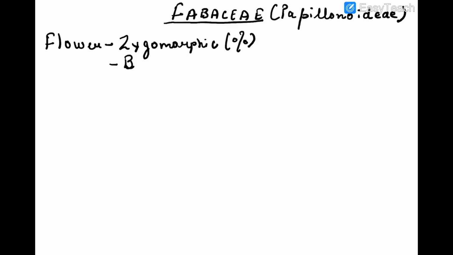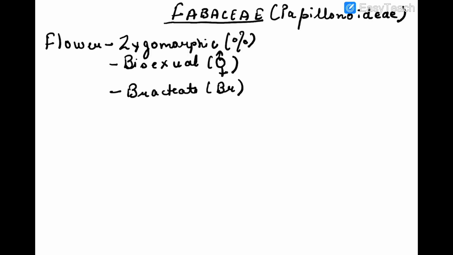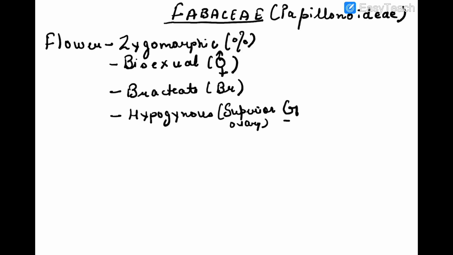Flower is bisexual. This is the symbol for bisexual, as we already know. Flower is bracteate, meaning bract is present. For bracteate, we put BR. And the flower is hypogynous. Hypogynous means superior ovary. We will put the symbol G, and on the bottom we will put a dash, as I have already explained.